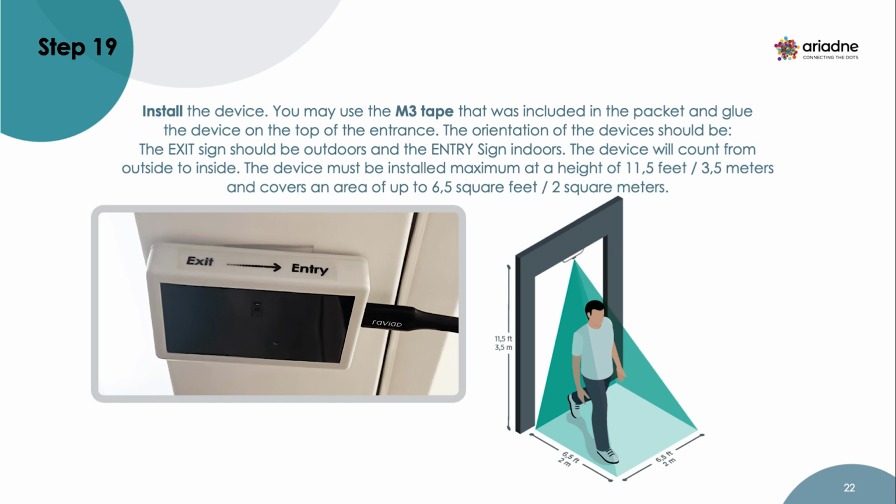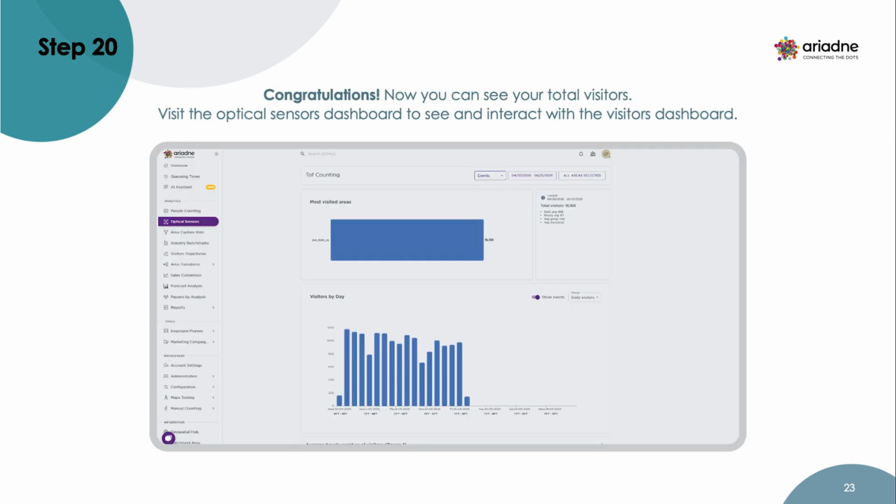The device must be installed at a maximum height of 11.5 feet or 3.5 meters and covers an area of up to 6.5 square feet or 2 square meters. Step 20. Congratulations! Now you can see your total visitors. Visit the Optical Sensors dashboard to view and interact with your data.